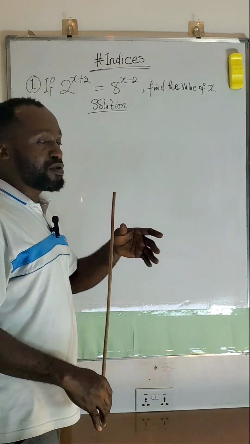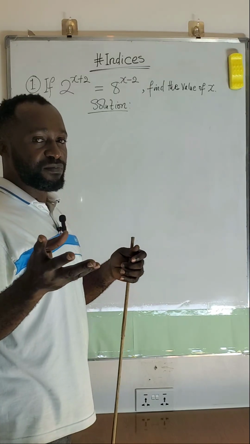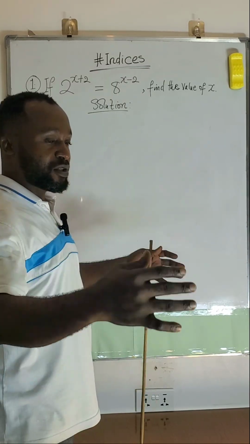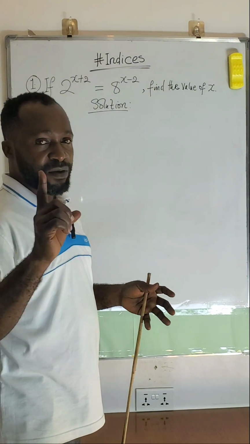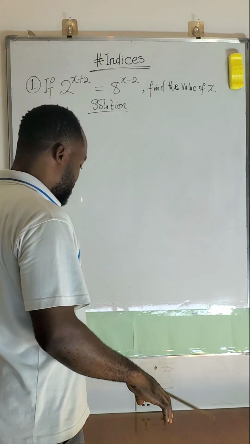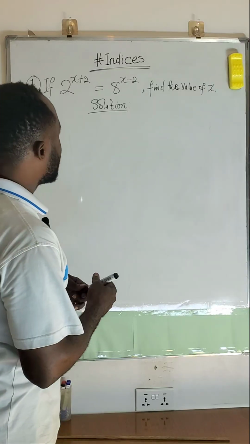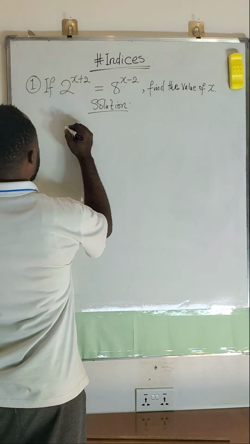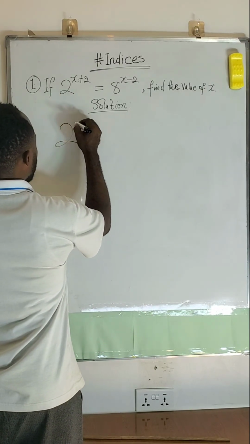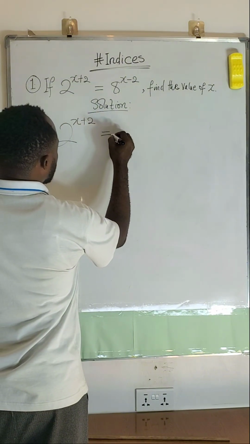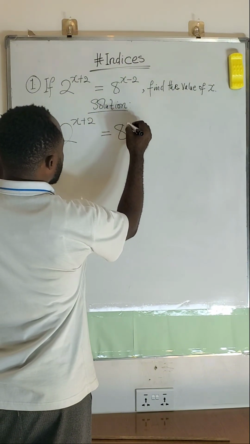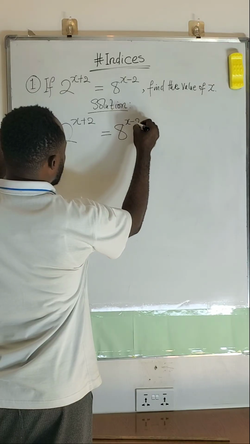So, the moment you recognize any common relationship between two numbers on both sides, in terms of factor or multiple or in any form, just know that the answer is very close. Okay? And in this case, we have 2 raised to the power of x plus 2 equals 8 raised to the power of x minus 2.